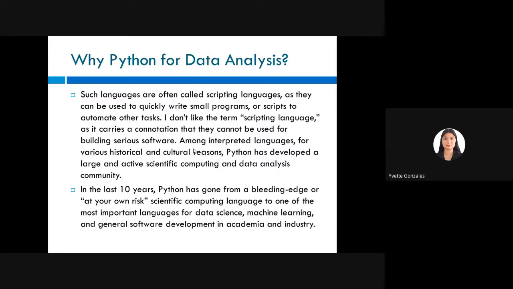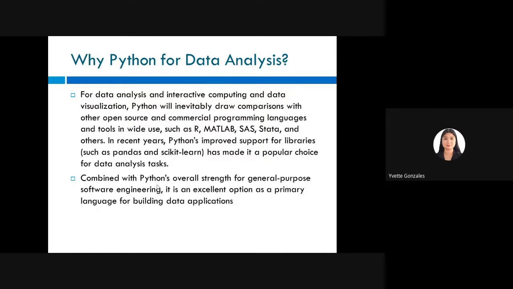Okay, among interpreted languages, for various historical and cultural reasons, Python has developed a large and active scientific computing and data analysis community. So in the last 10 years, Python has gone from a bleeding edge or at-your-own-risk scientific computing language to one of the most important languages for data science, machine learning, and other software development in academia and industry. So you know why, class, Python is open source, no?